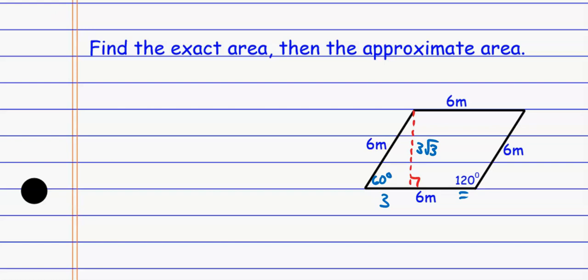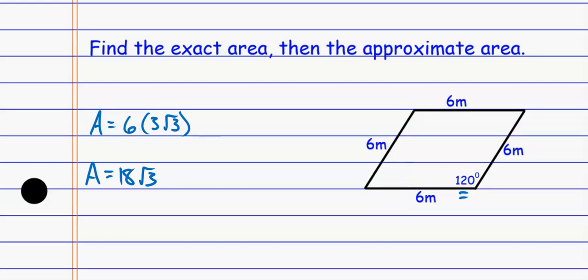And so for the area of a rhombus, I could use the base times the height technique and just say the area equals the base, the entire base, which is 6, times the entire height, which is 3 root 3. And so the exact area is 18 root 3. Okay? The other route we can go is we can try to look at the diagonals of this thing.